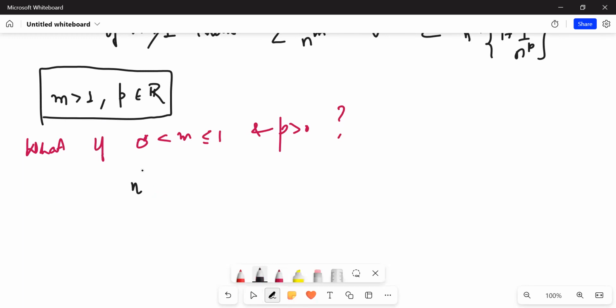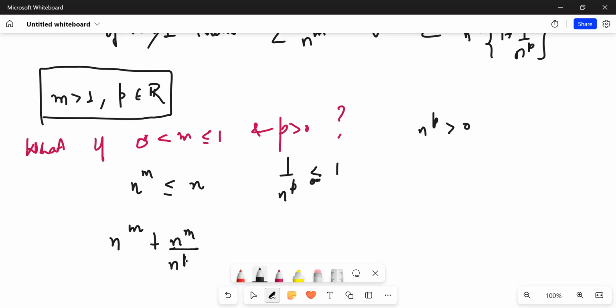So clearly, one can assert that n raised to power m is certainly less than or equal to n. If m is less than 1, just take n on both sides. n is obviously greater than 1, so n raised to power m would be less than n. And we know that 1 upon n raised to power p would be less than or equal to 1, because I know that n raised to power p would be certainly greater than 0. So I can say that 1 upon n raised to power p would be certainly less than 1. And it will give you that n raised to power m into 1 plus 1 upon n raised to power p is certainly less than n into 1 plus 1 upon n raised to power p.